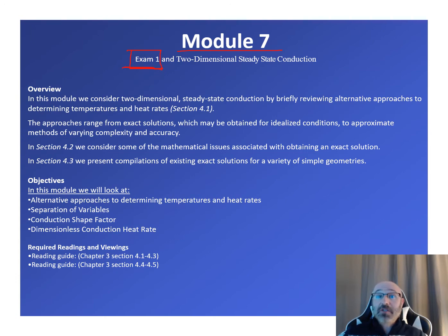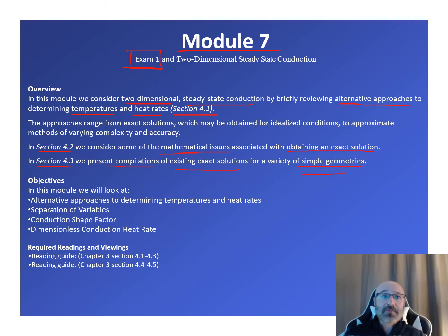So as we move on to Module 7.2, this is where we're going to consider two-dimensional steady-state conduction. We're doing this by briefly reviewing alternative approaches to determining temperatures and heat rates, and this relates to section 4.1 in your textbook. We're also going to cover the topics in sections 4.2 and 4.3 as well. In section 4.2, we're going to consider some of the mathematical issues that are associated with obtaining this exact solution. In 4.3, we're going to present some complications of existing exact solutions for a variety of different simple geometries.